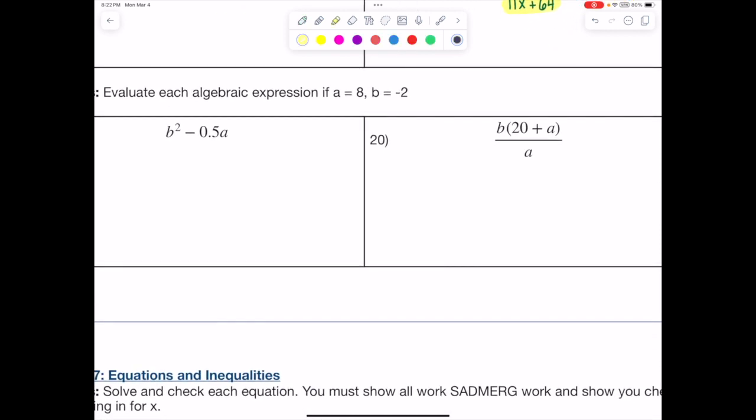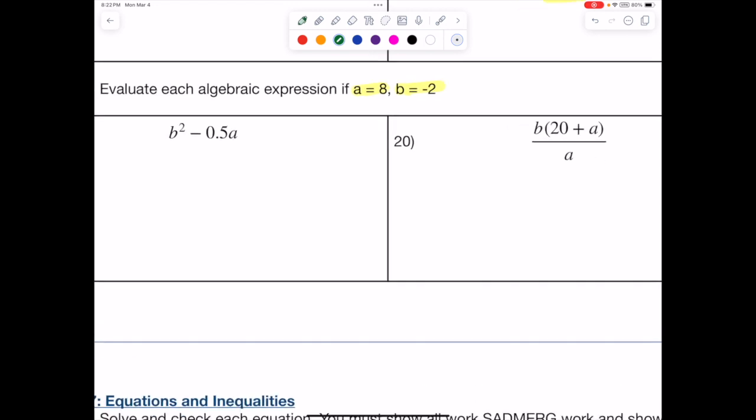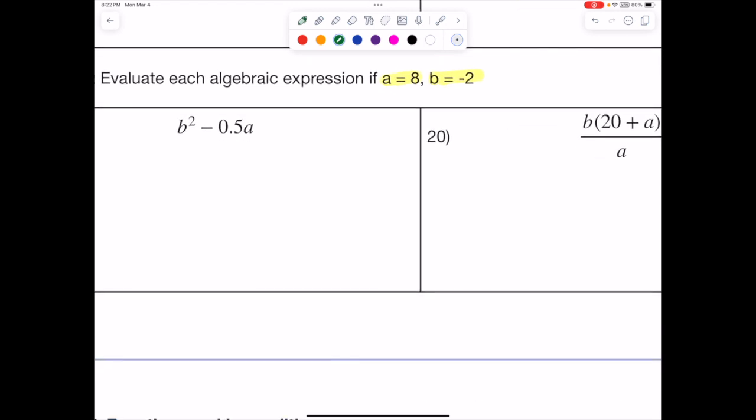Okay, be aware that A equals 8, B equals -2. So you're going to substitute the letters. Okay, make sure if you're substituting, you use parentheses. So B is -2, so I'm going to put the -2 here in parentheses, then my squared, minus 0.5 times A is 8. Okay, all right, let's go ahead and go through this.